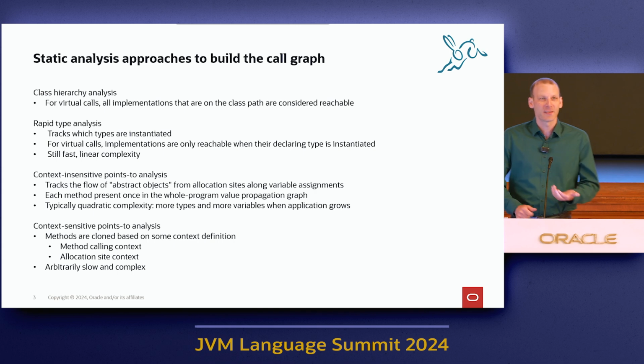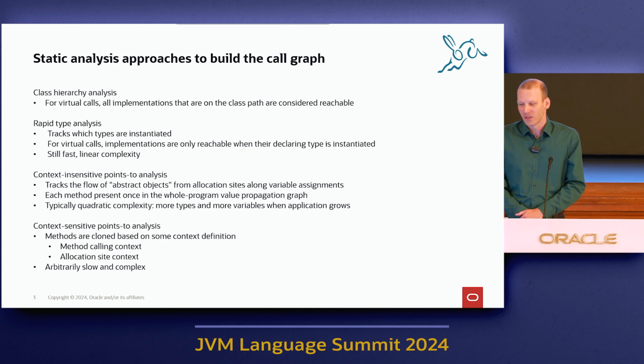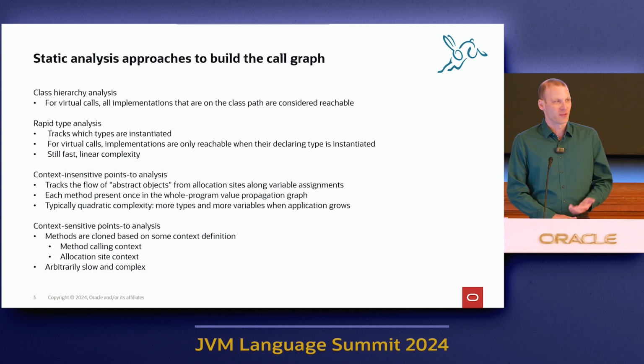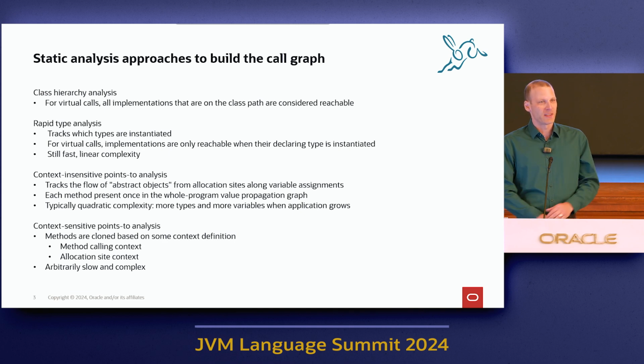The first and the easiest thing is class hierarchy analysis. Basically, what you're doing is, for every virtual call that you find in your application, you look at your whole class path, you find all possible classes that override this method, and you say, oh, this virtual call site can call the method, and everything that's on the class path is then reachable. That's very fast to do, because you just go over your application once.